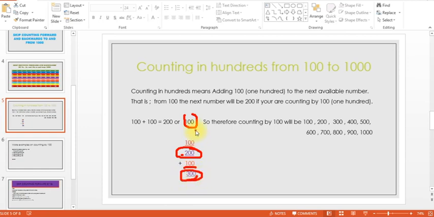So we have 100, 200, and what? 300. So let's look at it. So 100, 200, 300, 400, 500. So we are adding 100, 100, 100 to each number to give you the next number. So 500 to 600, 700 to 800, 900. Then the last one, as we are looking at, up to 1000.